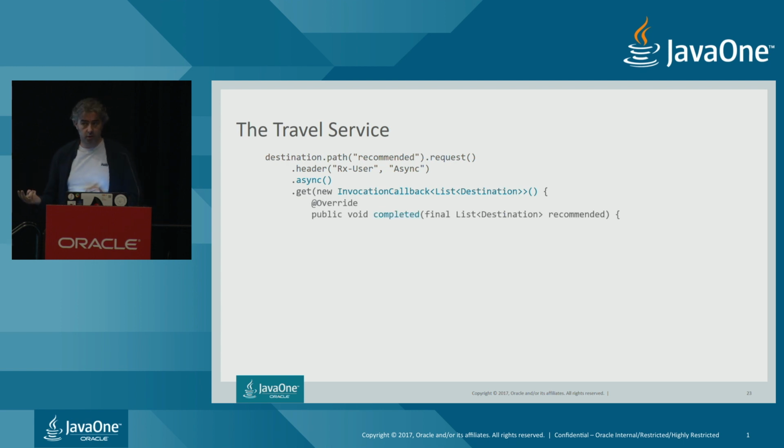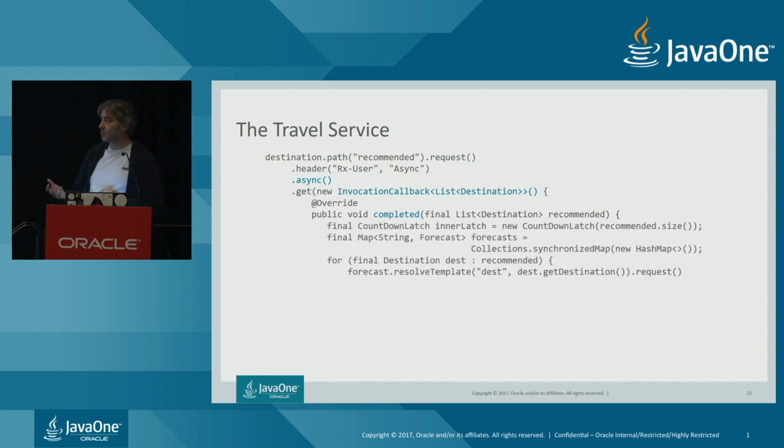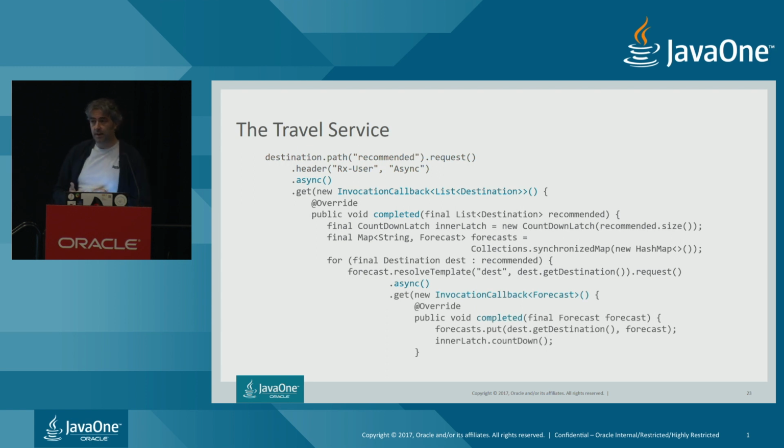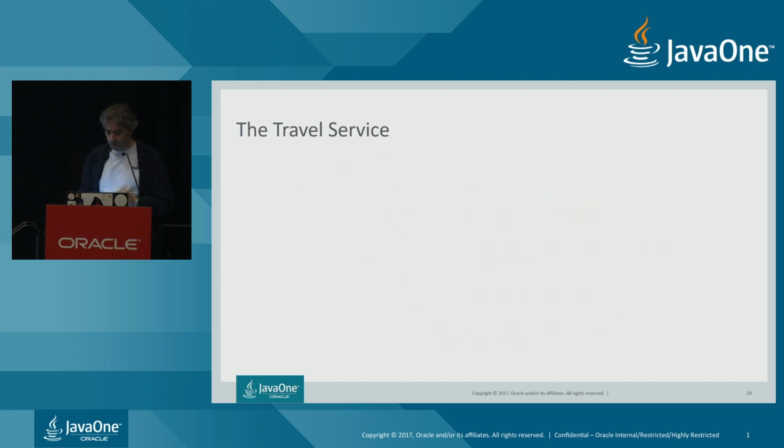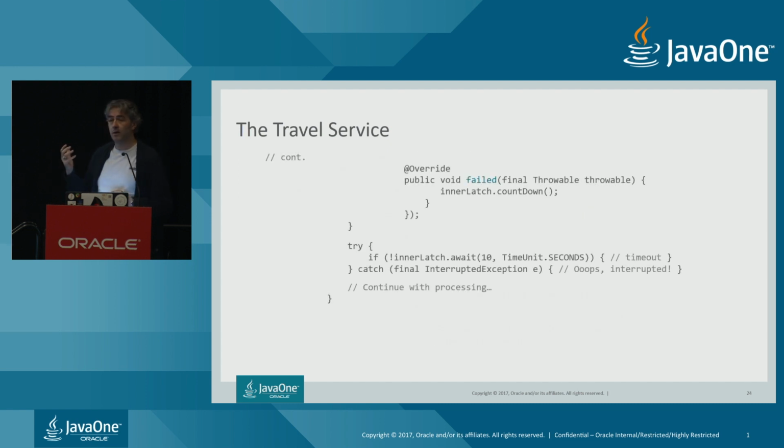An invocation callback has 2 callbacks. The completed, that's the callback that will be invoked when we have the result. So when we have the destination, what are we doing? Well, we'll go over all the destinations that we have, and for each destination, we will do another REST request. It will be an async request, so that means that we have to pass it an invocation callback, with 2 callbacks, including the completed that will deal with the result. In this case, we just get the forecast information from the remote endpoint, and we add it to a map for that given destination. And obviously, we have to implement the fail callback for the 2 types of requests that we have.